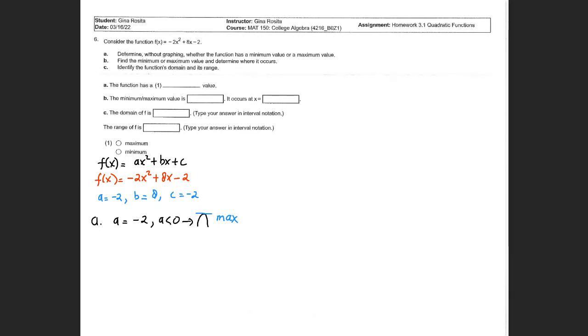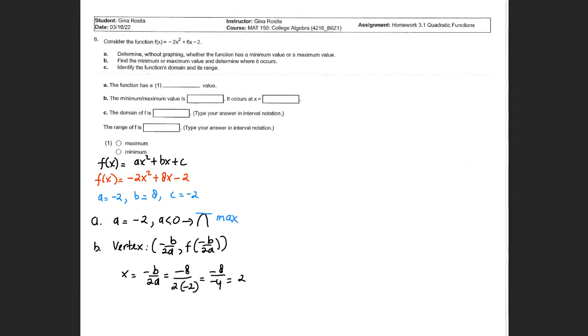So now B, you need to find the vertex. So now vertex, negative b over 2a, f of negative b over 2a. Okay, so you find the x now. Negative b over 2a. Negative b is negative 8, 2 times a is negative 2. So negative 8 over negative 4. The answer is 2. Okay.